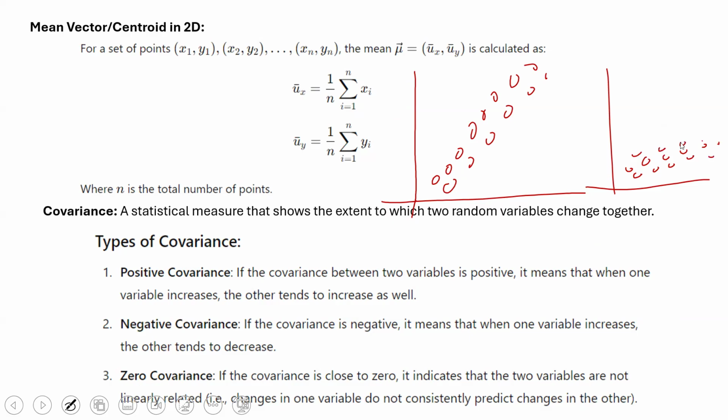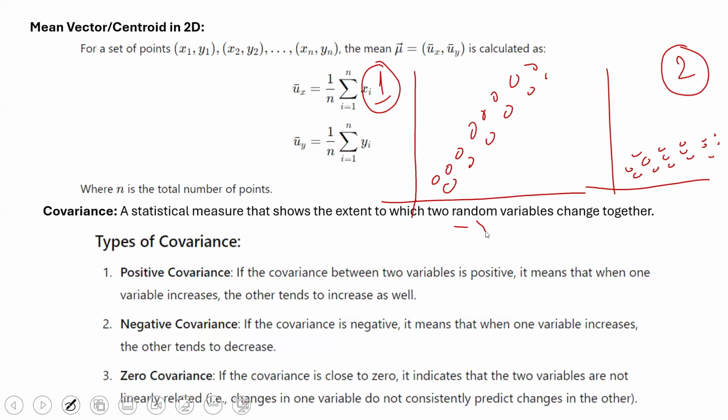Okay, so now tell me, these two diagrams, this is my diagram 1 and this is my diagram 2. Tell me whether they're positively correlated, negatively correlated, or zero. I mean, is this diagram positive covariance, negative covariance, or zero covariance? By just looking at the points, what could you predict? Positive. Both are positive covariance, right? For both the diagrams, the covariance is positive.